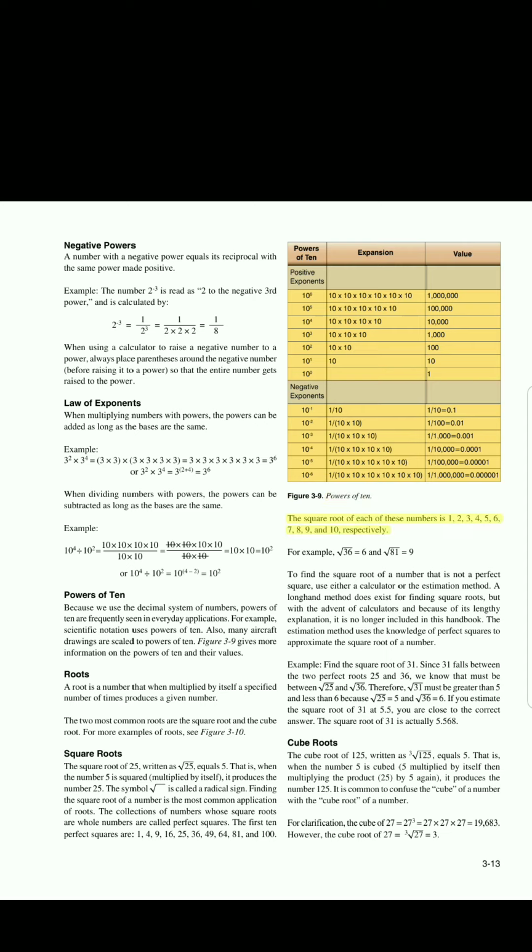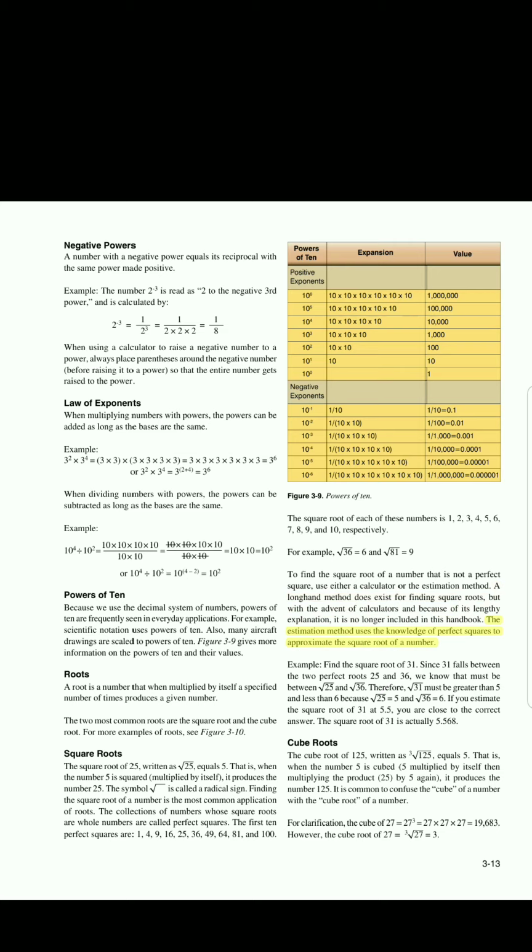The square roots of each of these numbers are 1, 2, 3, 4, 5, 6, 7, 8, 9, and 10, respectively. For example, √36 equals 6 and √81 equals 9. To find the square root of a number that is not a perfect square, use either a calculator or the estimation method. A longhand method does exist, but with the advent of calculators, and because of its lengthy explanation, it is no longer included in this handbook.